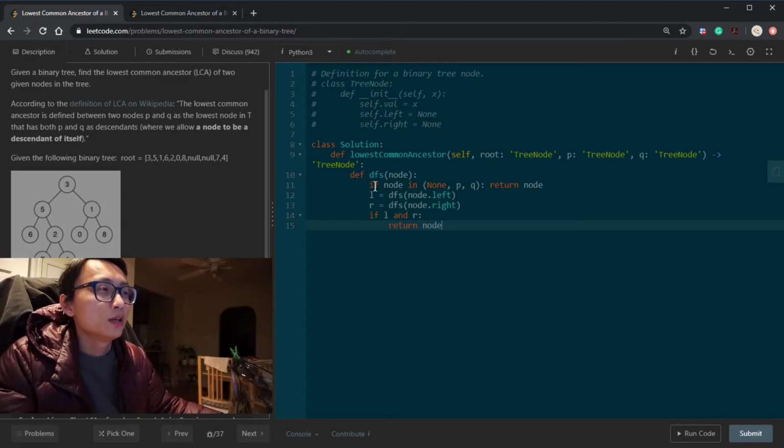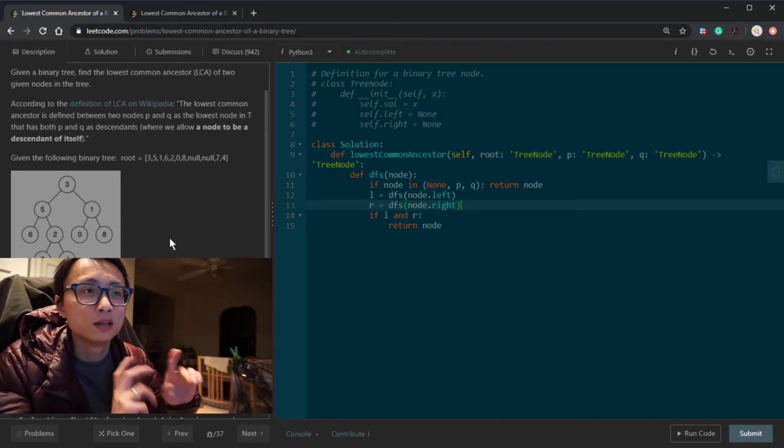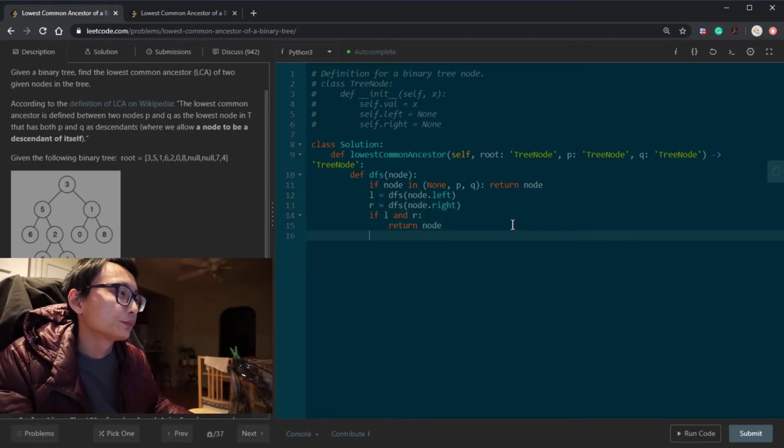So with this, when I go further down in there, I find that P or Q, I just propagate that back to my upstream. So when both L and R return something, some non-null stuff, that means that from both sides I can find one of the targets. So I myself am going to be the LCA. Otherwise, I would just test: do I have something?